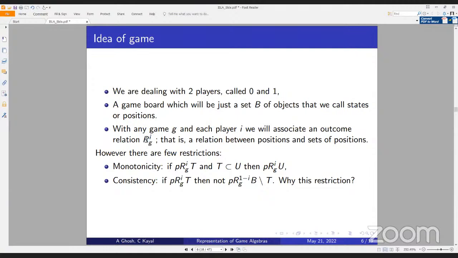So it states that playing the game G, it takes one position from B and gives you a set of positions. And what is it interpreted as? It is interpreted as, for example, this expression P R_I G T. It says that starting from the position P, while playing the game G, I has a strategy to reach some states in the game which will be contained in T.